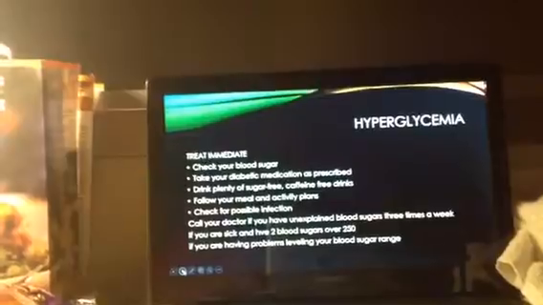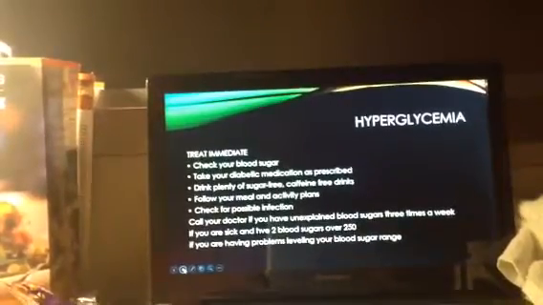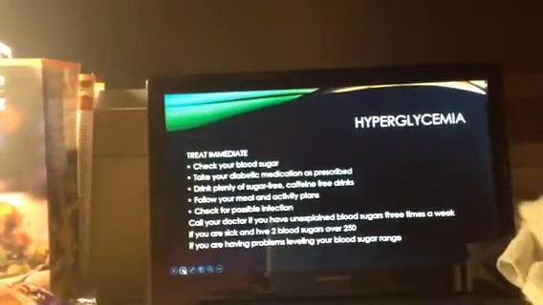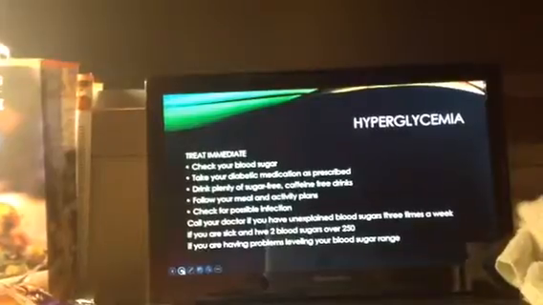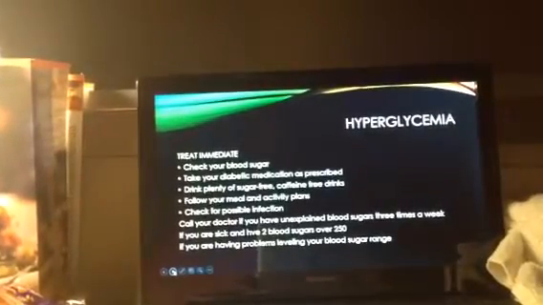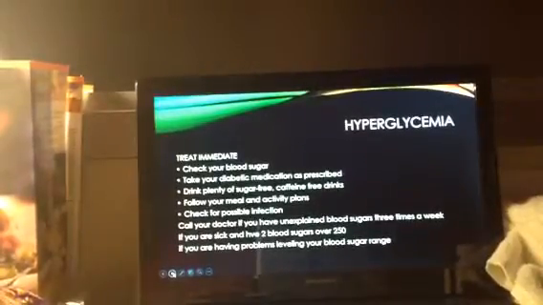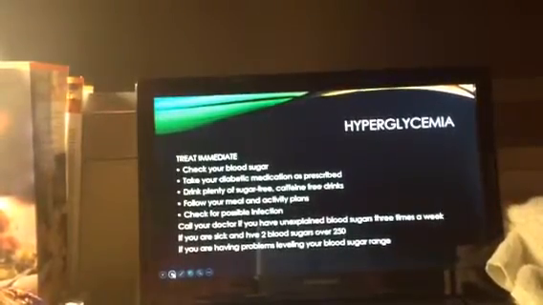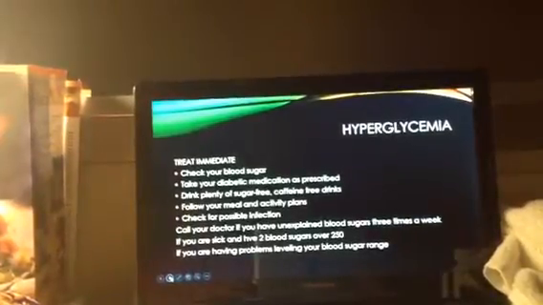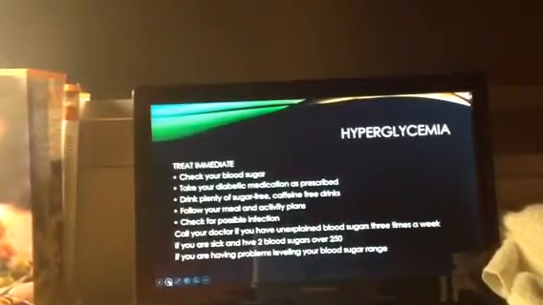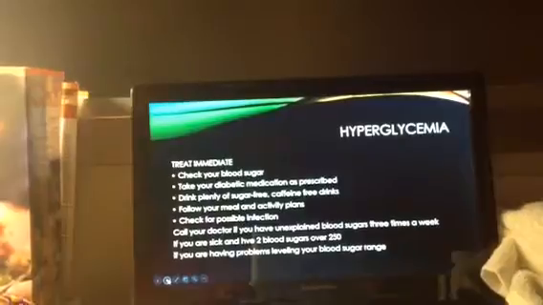You don't want to delay treatment with your high and low blood sugars. Check your blood sugar, take your diabetic medication as prescribed, drink plenty of sugar-free, caffeine-free drinks. Now this doesn't include Pepsi. It's got to be sugar-free and caffeine-free, because otherwise it won't help. Follow your meal and activity plans.